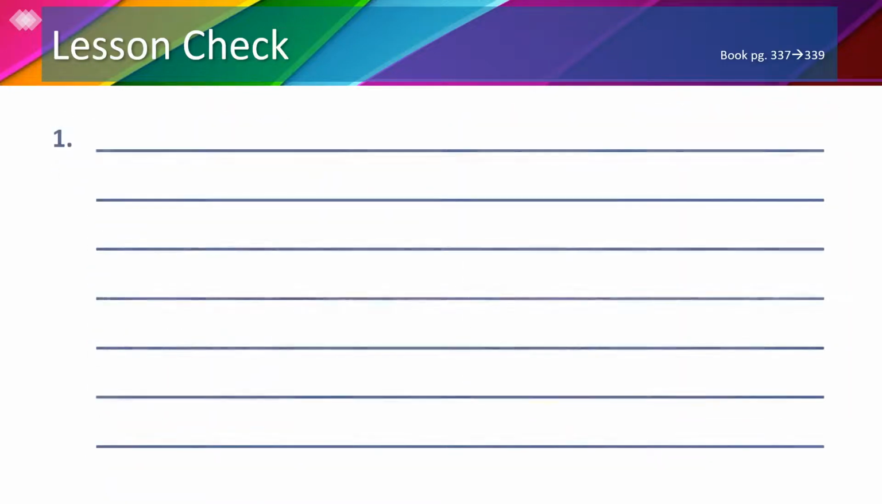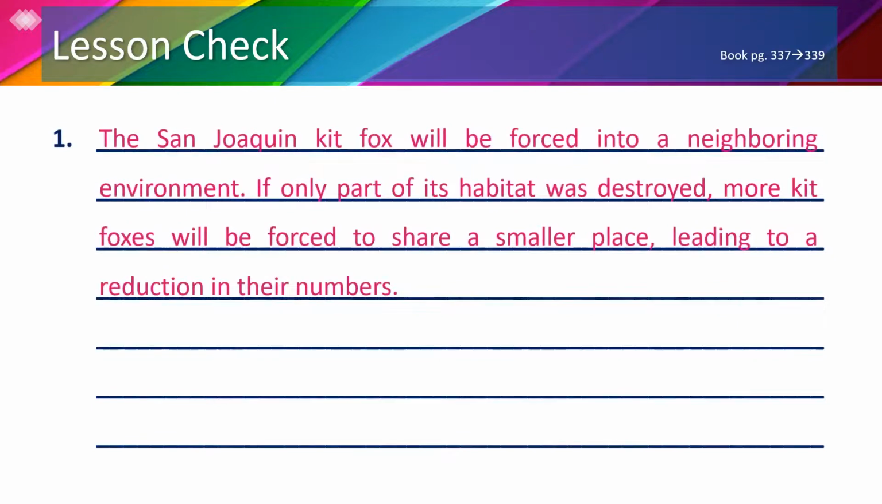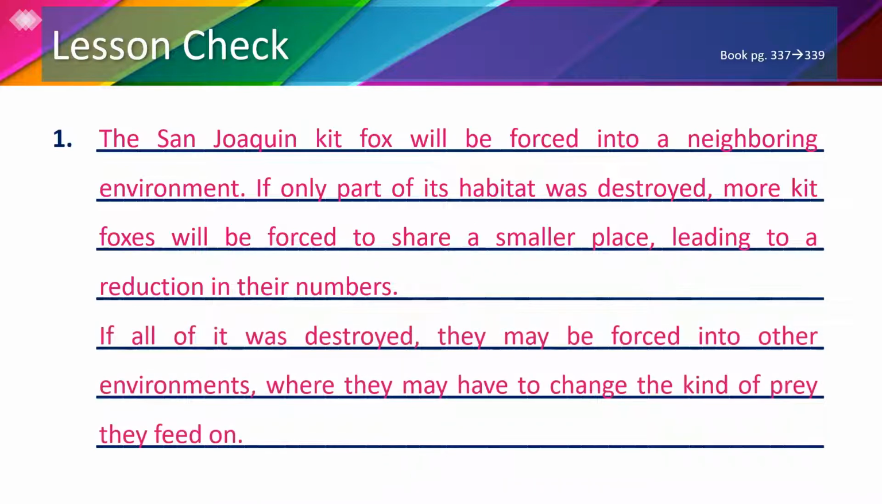The San Joaquin kit fox will be forced into a neighboring environment. If only part of its habitat was destroyed, more kit foxes will be forced to share a smaller place, leading to a reduction in their numbers. If all of it was destroyed, they may be forced into other environments where they may have to change the kind of prey they feed on.